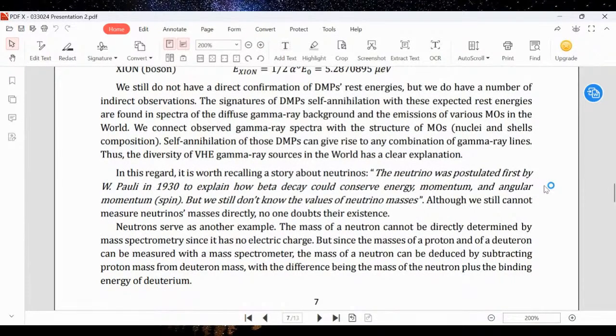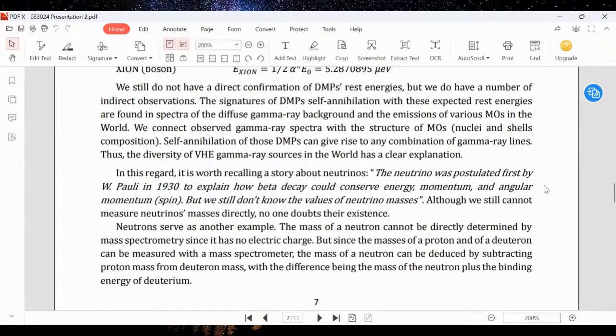In this regard, it is worth recalling a story about neutrinos. The neutrino was postulated first by Pauli in 1930 to explain how beta decay could conserve energy, momentum, and angular momentum spin. But we still don't know the values of neutrino masses. Although we still cannot measure neutrinos' masses directly, no one doubts their existence.